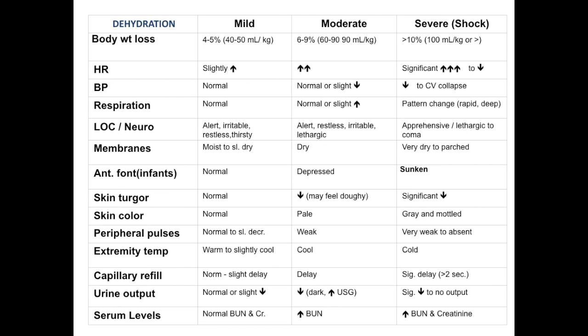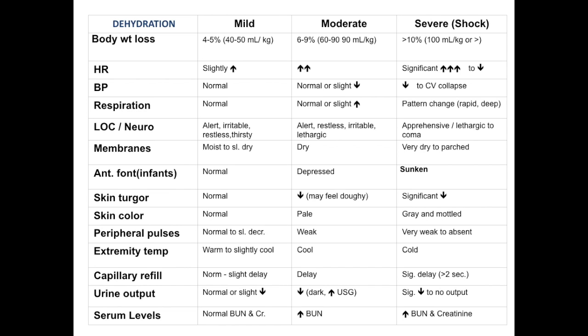Mucous membranes are dry to parched. The fontanelle in the infants is sunken. There's a decrease in the skin turgor. The color of the skin is gray and mottled. It's difficult for you to assess peripheral pulses. So listen to the apical pulse. How bounding is it? And then feel the peripheral pulses. How well is that left ventricle ejecting a volume adequate enough for you to palpate the pulse?